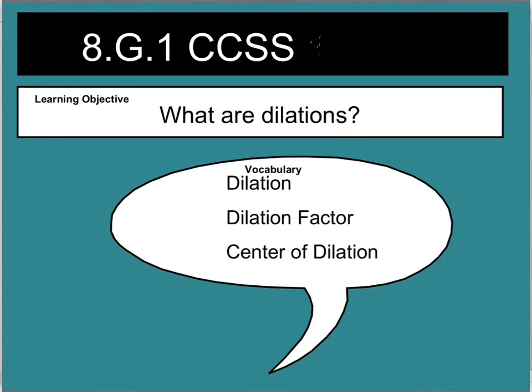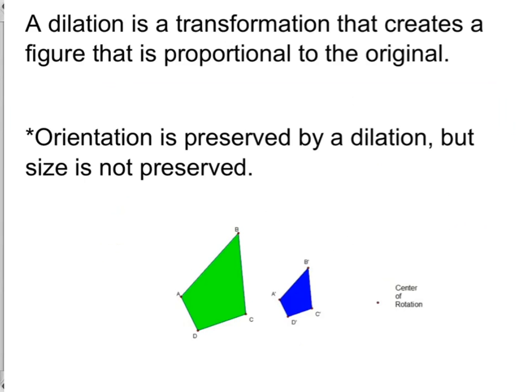Okay, today is the last section of the transformations, and today we're going to go over dilations. So our vocabulary is dilations, dilation factor, and center of dilation. A dilation is a transformation that creates a figure that is proportional to the original. In a dilation, orientation is preserved, but size is not preserved. It's the only transformation where size is not preserved.